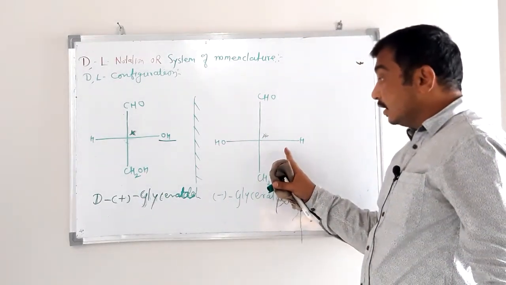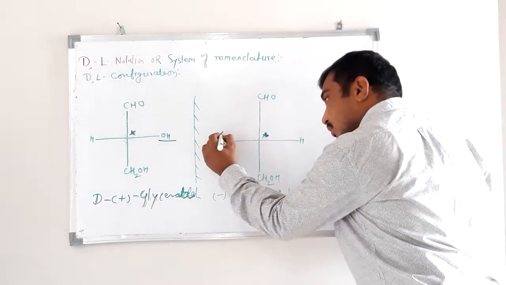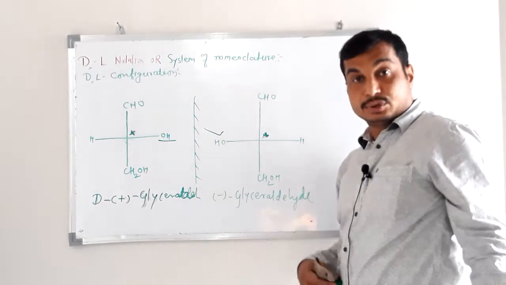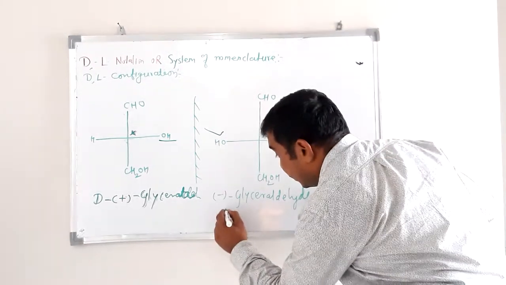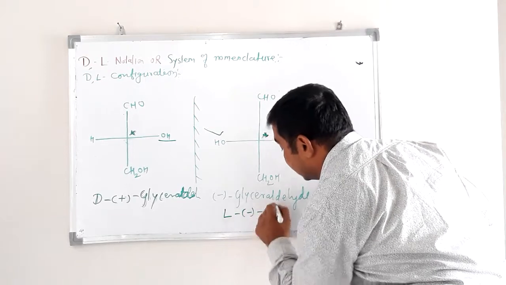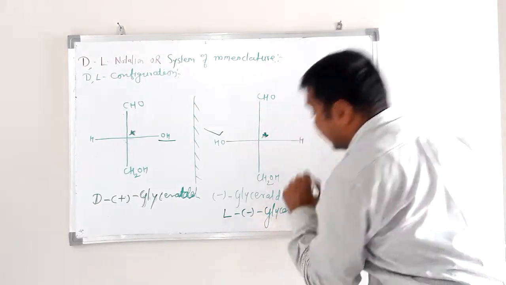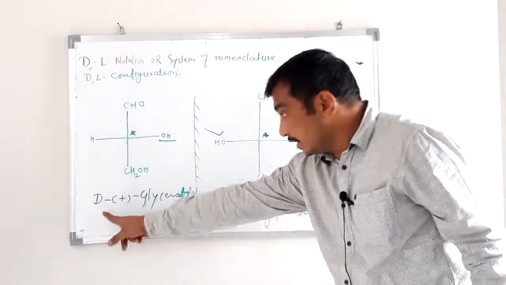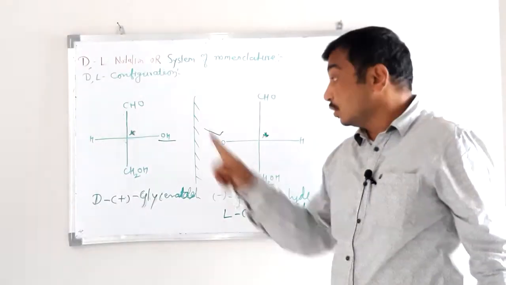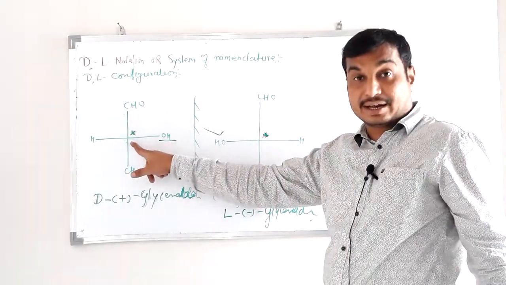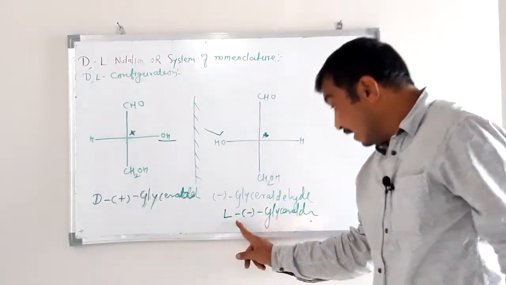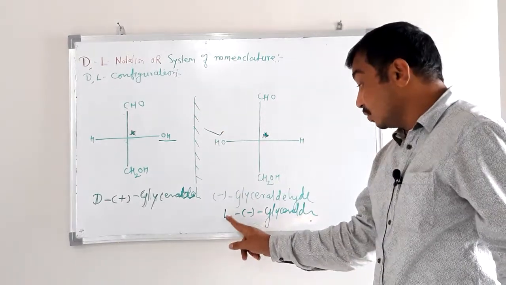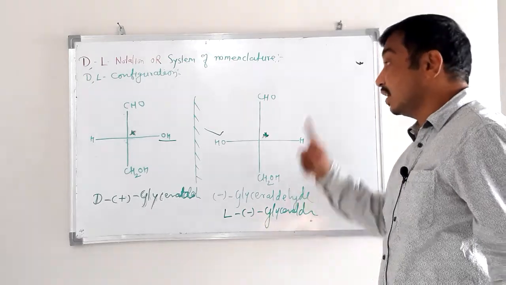Here the OH group is present on the left side. At the last chiral carbon atom, the OH group is present on the left side, so it is considered as capital L minus glyceraldehyde. That is fixed. We have assigned capital D for this glyceraldehyde. On what basis? If the OH group on the last chiral carbon atom is on the right side, it is D, and here it is capital L. On what basis? Here the OH group is present on the left side, which is called capital L negative glyceraldehyde.